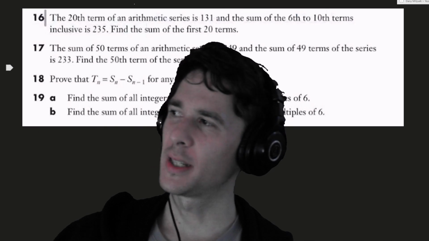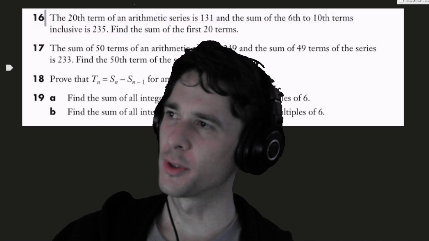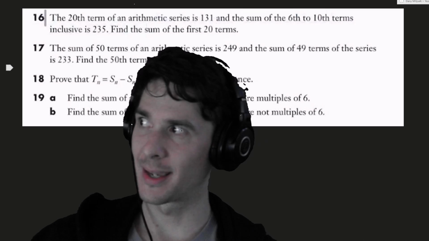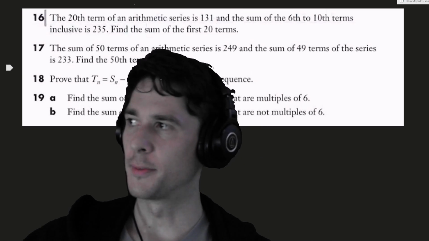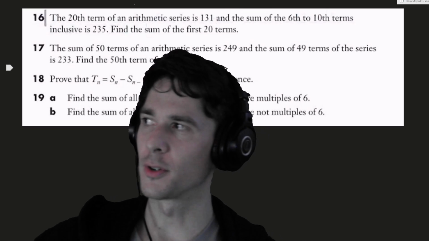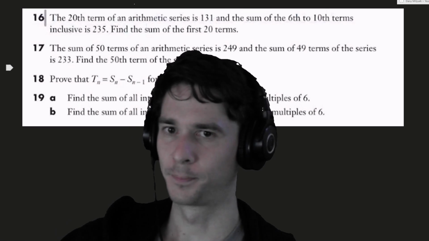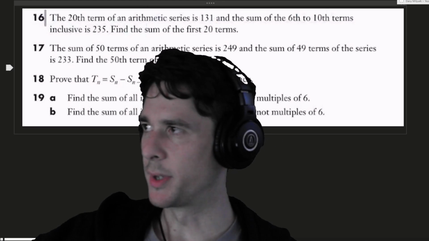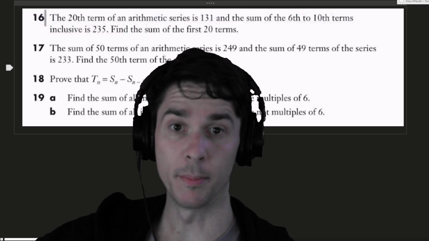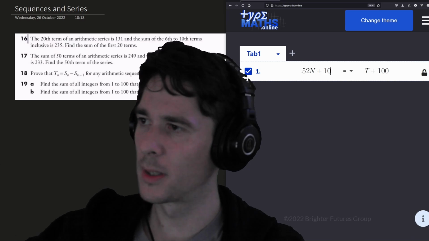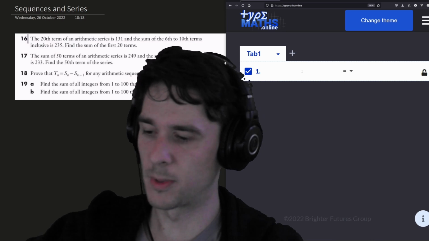Okay, the 20th term of an arithmetic series is 131, and the sum of the 6th to 10th terms inclusive is 235. Find the sum of the first 20 terms. What I would recommend we do to start with is just try and put the information in the question into some equations. What's the formula for the nth term of an arithmetic series?